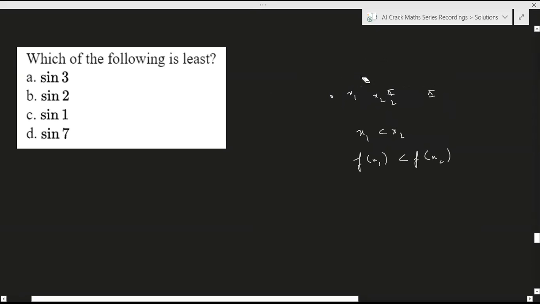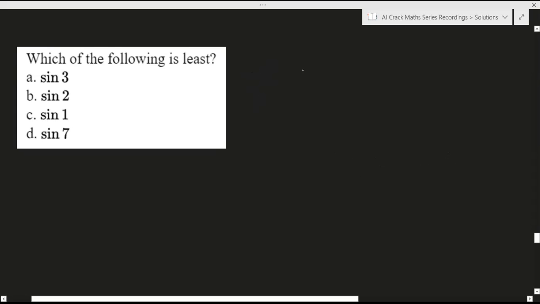Now let's try to solve this question. Now we can see that 3 radians is in second quadrant, 2 is also in second quadrant, 1 is first quadrant, and 7 is kind of first quadrant because that is 2 pi plus something acute, 2 pi plus something which is less than 1. So basically it's also in first quadrant. So let's try to bring all the angles in first quadrant.